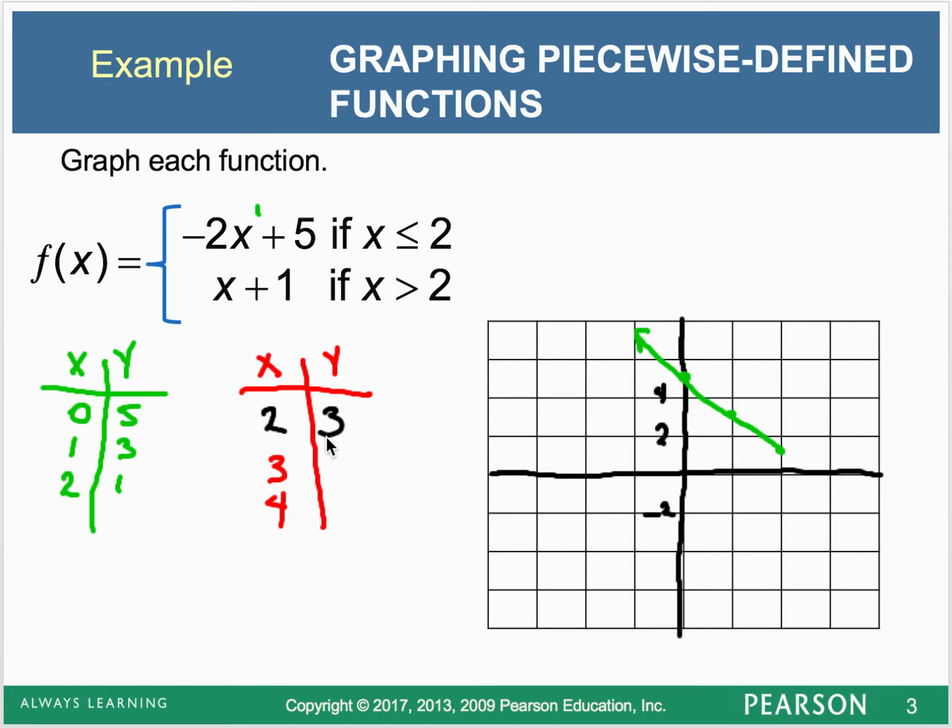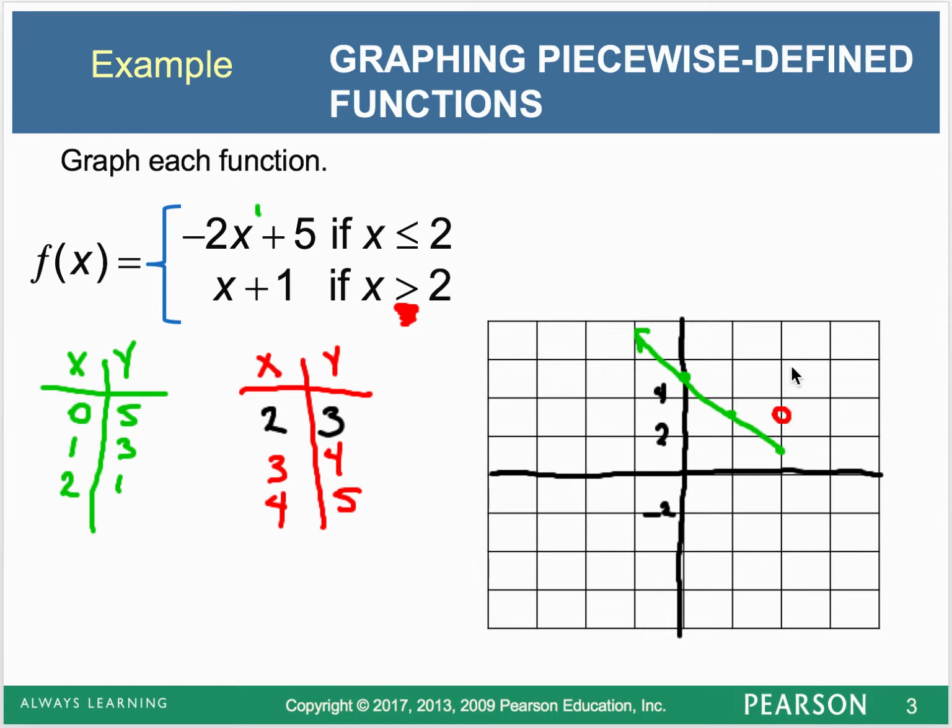But greater than 2, let's put another couple of points. So if x is 3, 3 plus 1 is 4. If x is 4, 4 plus 1 is 5. Let's plot these points. Now, this point right here, because it doesn't have the equal part, when I plot this point, I'm going to make it a hole, right? So if x is 2, then y is 3, so a hole.